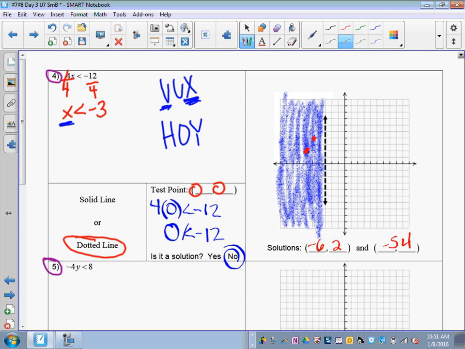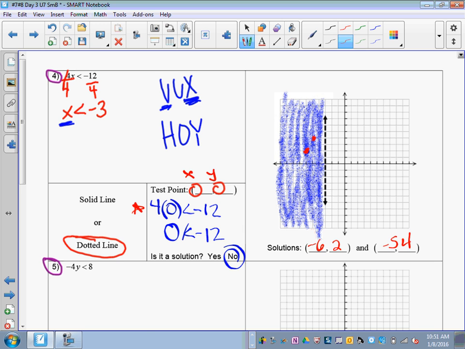Yes. Yeah, so this part here, that's my original inequality. So x is 0 and y is 0, so I put 0 in for x. Good question. Alright, other questions on this problem?